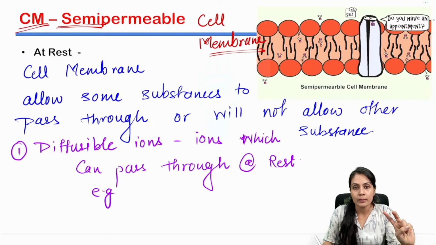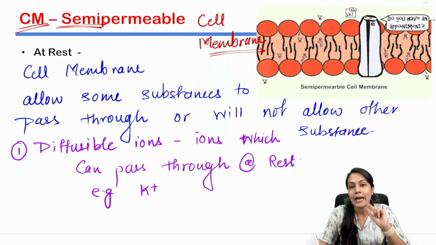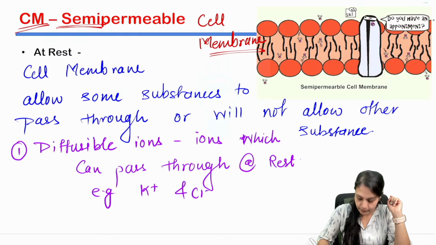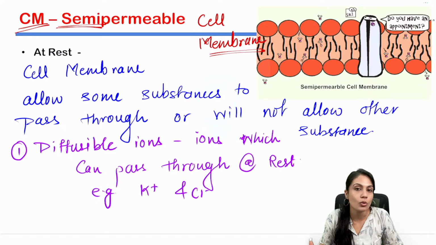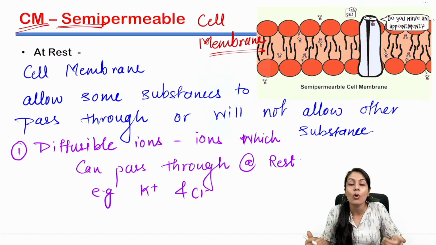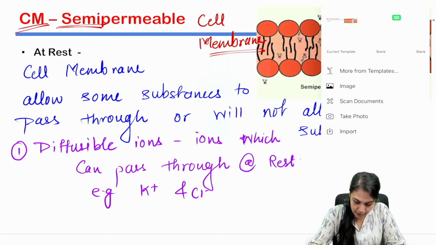There are two main examples. You cannot afford to forget it. That is, the first one is potassium and the second one is chloride. That means all other charged particles, or all other electrolytes, cannot pass through the cell membrane at the time of rest, right? So these two ions are very, very important.